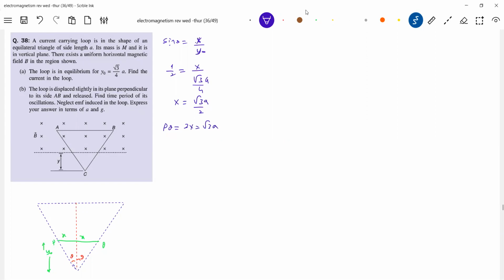Effective length is what? The loop is in equilibrium means, what force is acting on this wire AB? Equal and opposite force should act on the remaining segment. So what is the force acting on this wire AB? For equilibrium, mg, its mass is m. Who will balance the weight of this? So shall we assume the direction of current I?